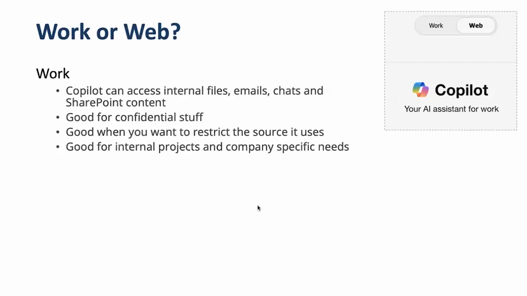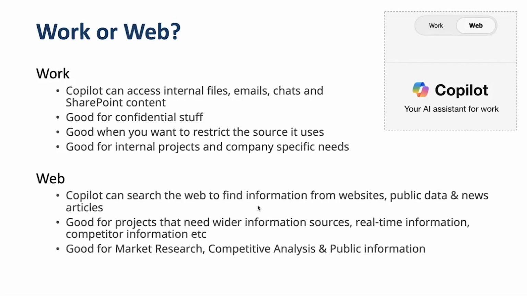One of the things you need to think about when you do that is this little option called work or web. So you'll see it coming up on some of the Copilot screens. If you slide it to work, that's when Copilot can access the internal files, the emails and chat. It's good for the confidential stuff. It's good when you want to restrict the source it uses. It's good for internal projects, etc. Web is when you want it to search the web and find information from websites, public news and data. It's good for those sort of projects. It's particularly relevant in market research, competitive analysis, public information. So it's a very conscious decision you make.